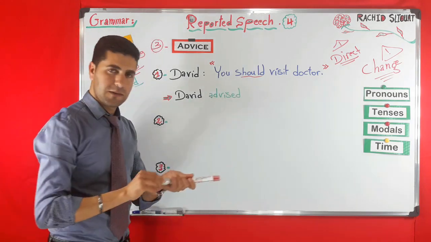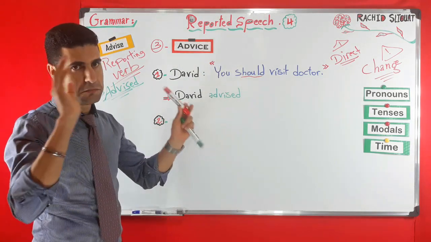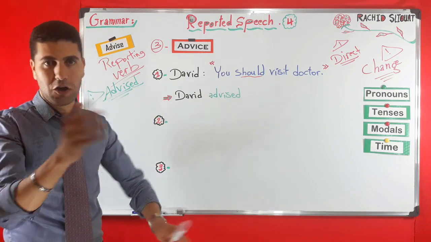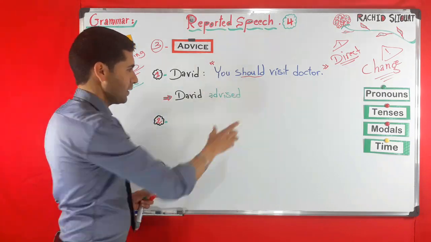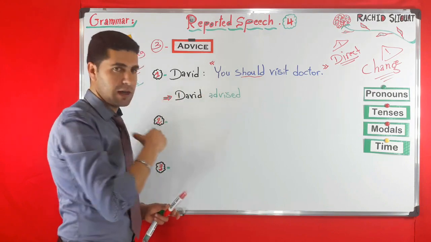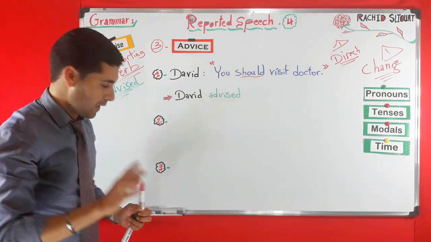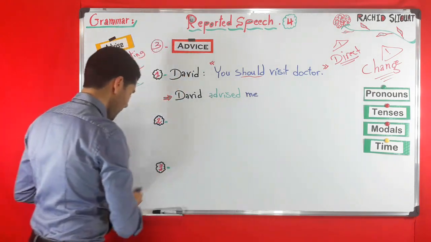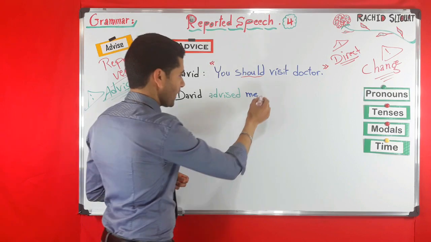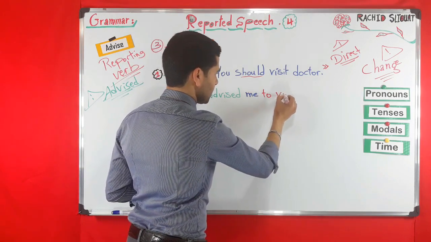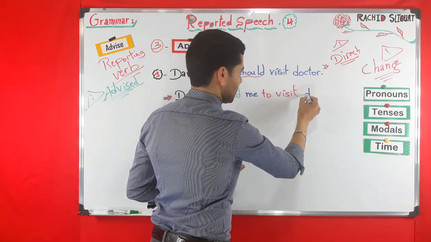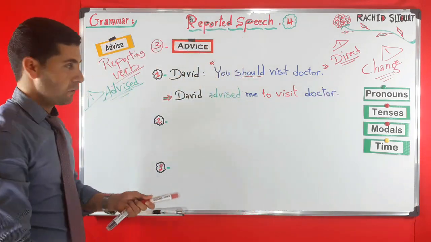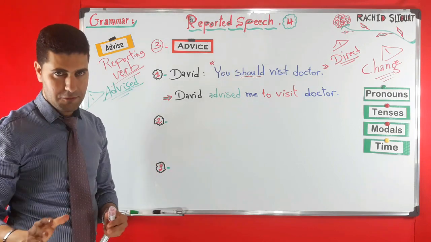We can say advised me, or advised him or her, or advised his friend, advised maybe John, etc. So the object depends on whom David is addressing. We are going to take a very simple example. We can say David advised me to visit a doctor. So this is a very simple way to report a certain advice.